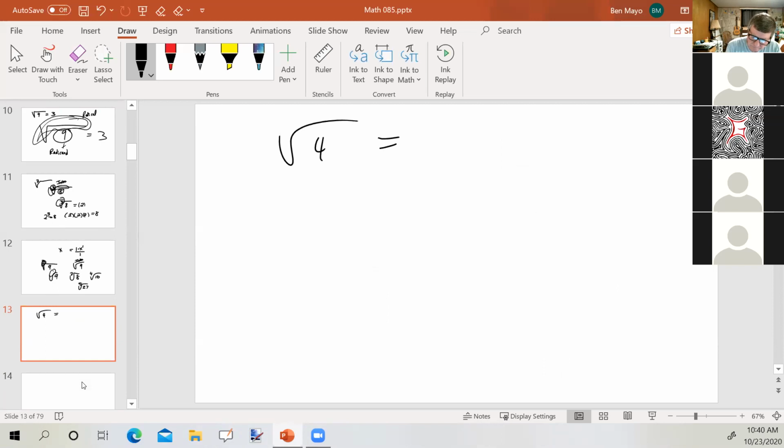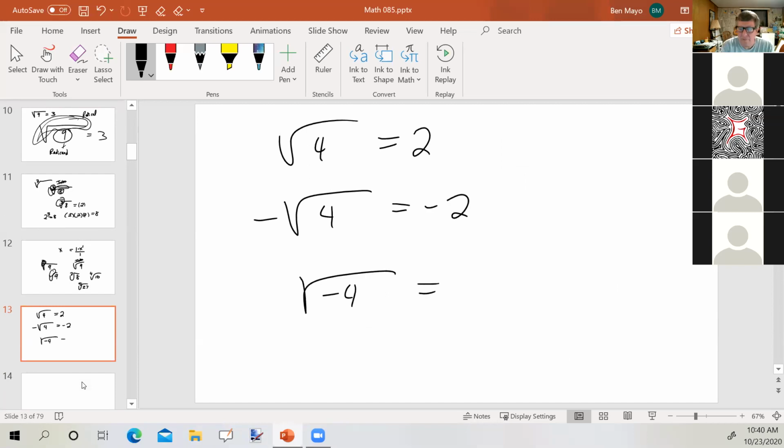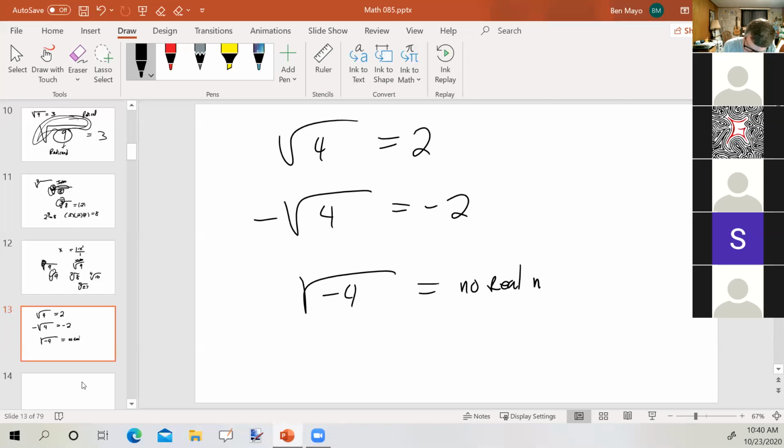Okay. Now, what's the square root of 4? 2. What's negative the square root of 4? -2. What's the square root of -4? There is none. There is no real number. So I'm going to say no real number. Okay. There is an imaginary number, but we're not going to go there right now. But suffice it to say you can't take an even root, as in this case, we're talking square root or fourth or sixth. You can't take an even root of a negative number and get a real number answer. Okay.